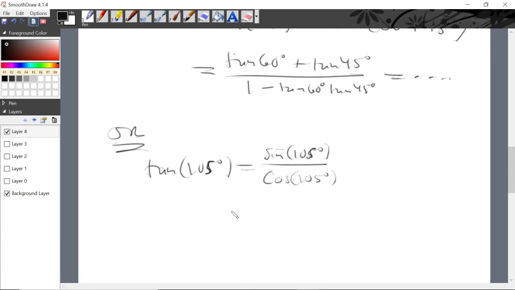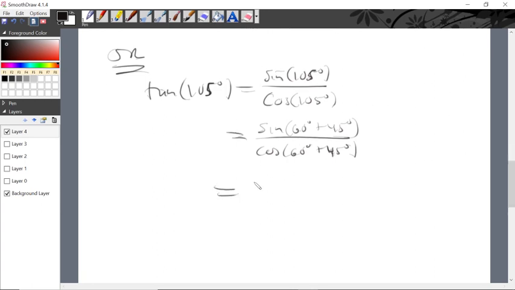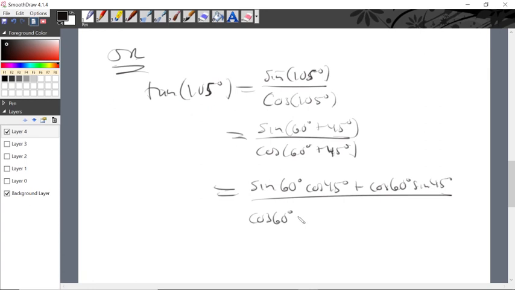sine and the cosine identity, right? Because then you can say, well, this is the sine of 60 plus 45 divided by the cosine of 60 plus 45, and then you can go to those identities instead. And it would evaluate the same. So like the sine of 60 degrees times the cosine of 45 degrees plus the cosine of 60 degrees times the sine of 45 degrees, and then this would be over the cosine of 60 degrees times the cosine of 45 degrees minus the sine of 60 degrees, sine of 45 degrees.